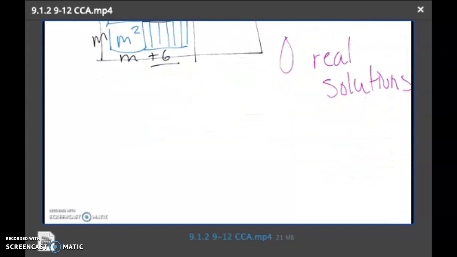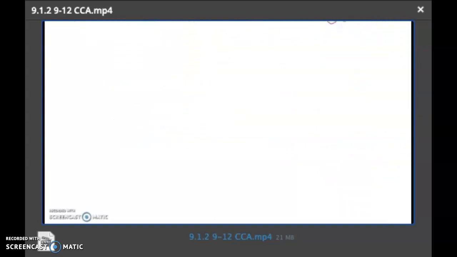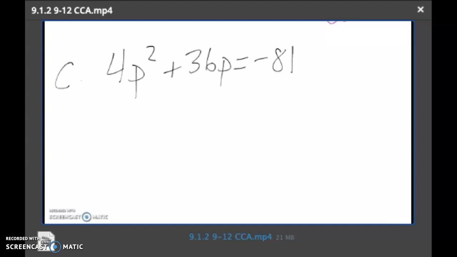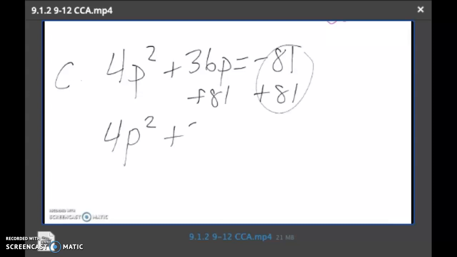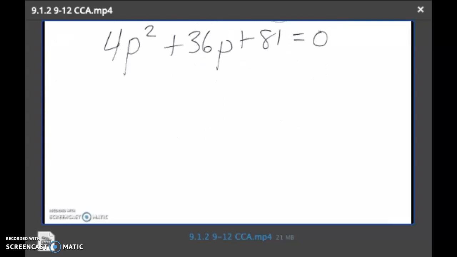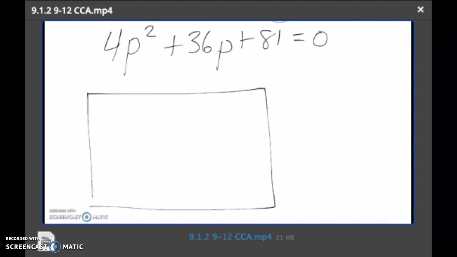So now let's look at a third situation with problem C, which is 4p squared plus 36p equal to negative 81. The first thing I want to do is get this into standard form, so I'm going to add 81 to both sides. So I have 4p squared plus 36p plus 81 equal to 0. And I'm going to do my equation mat.